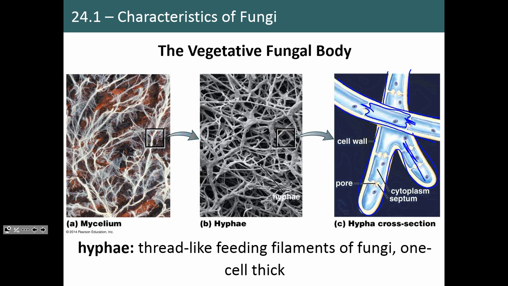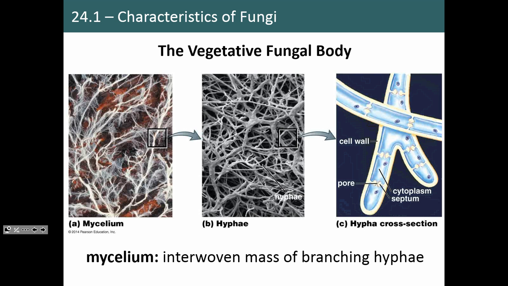What we see with our naked eye when we see these hyphae-like structures of fungus is actually the mycelium. The mycelium is just an interwoven mass of branching hyphae. The hyphae themselves, because they're only one cell thick, are too small for us to see without the aid of magnification. So what looks like hyphae are actually the mycelium, which are many, many hyphae interwoven on top of each other, creating the vegetative body.